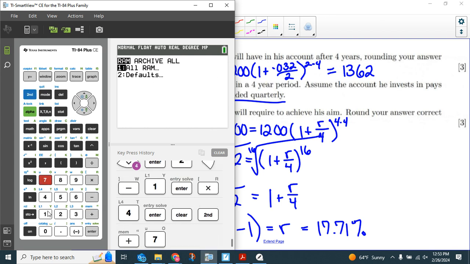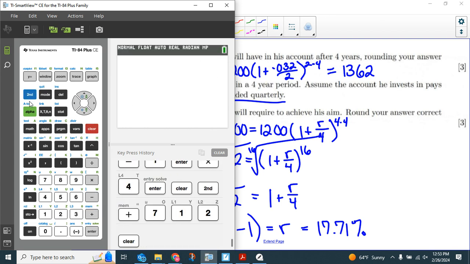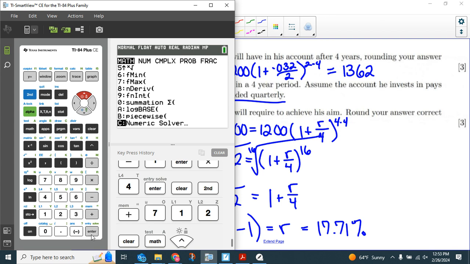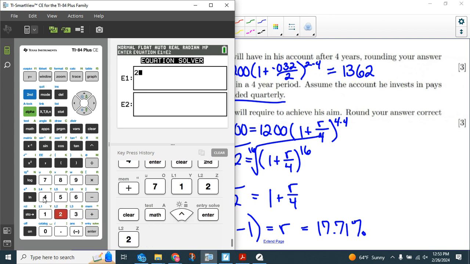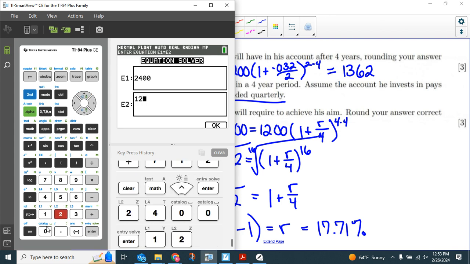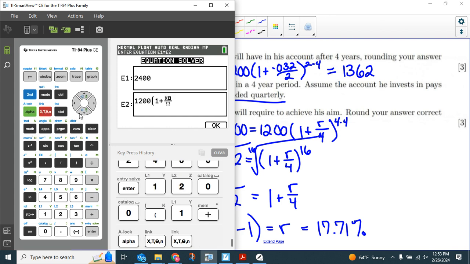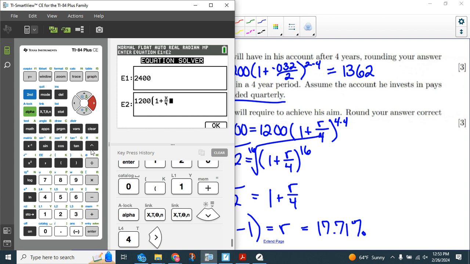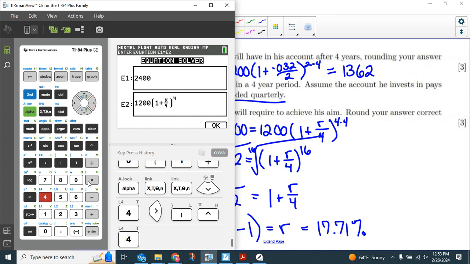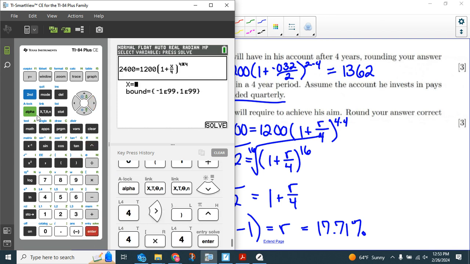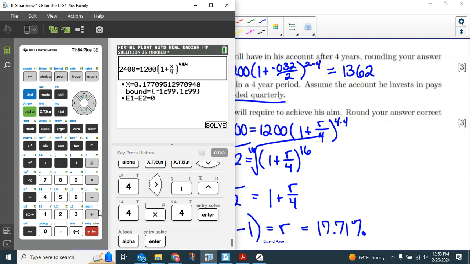So if you come here and just say, all right, I'm going to clear the memory and now let's try this again. So we had 2400 and 1200 times 1 plus r, of course, is what we're looking for, over n, which was 4, raised to the 4 times 4 power. We'll just see if that helped. Sometimes it does. Yep. So I cleared my memory and ran the solver again, and it worked just fine.